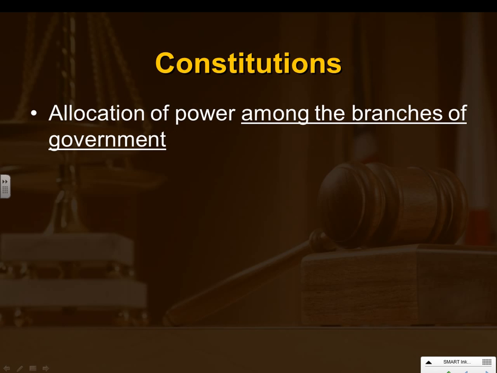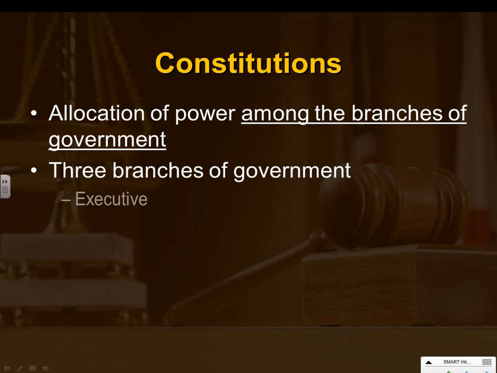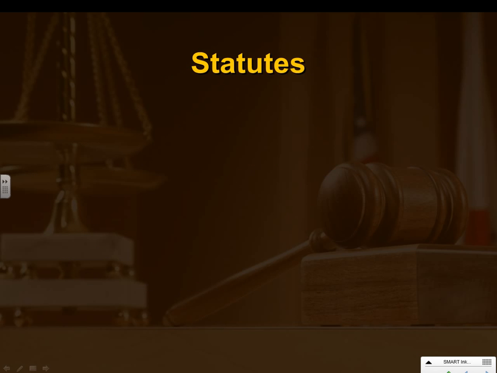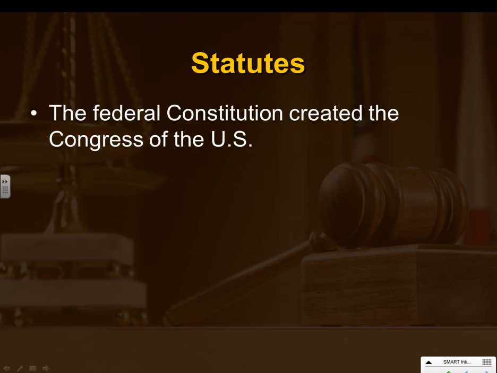Constitutions allocate power to create a system of checks and balances among the three branches of government: the executive, legislative, and judicial. This ensures that no branch of government becomes too powerful. The federal Constitution created the Congress of the United States. State constitutions created the state legislature.